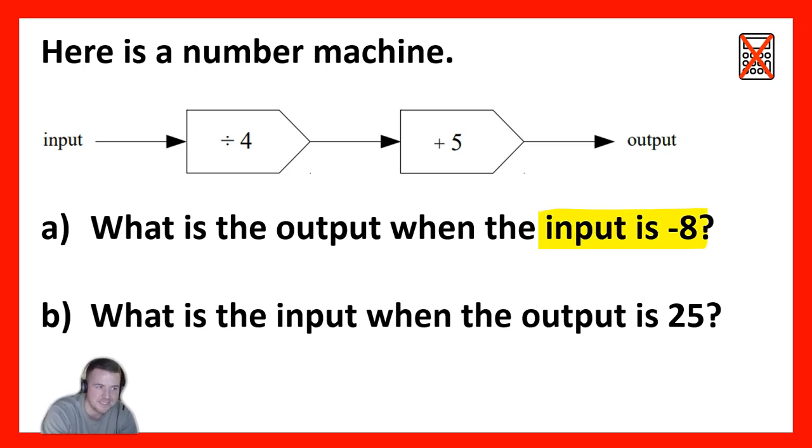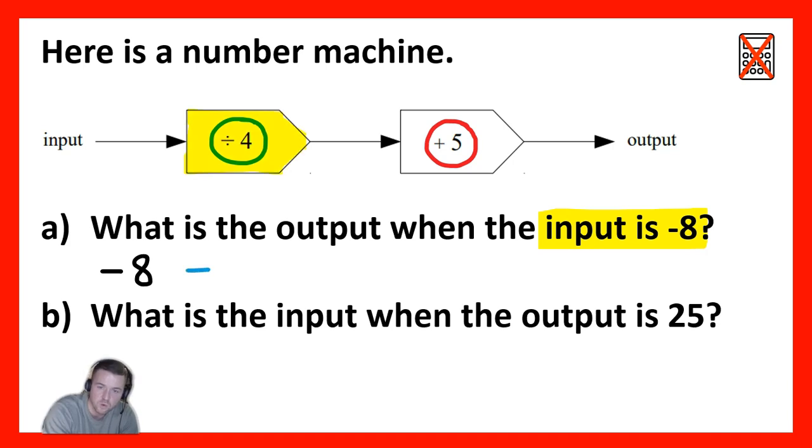The input is the number that you start with that goes into the machine, in this case -8. The rules are in these boxes and are the operations that are applied to the input. They're normally things such as adding, subtracting, multiplying or dividing, and the output is the result that we get after applying these rules. So -8 goes into the machine.